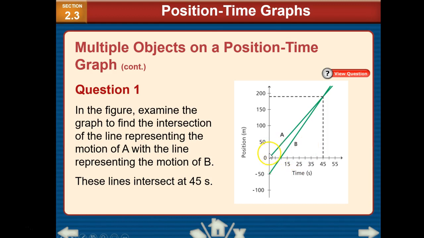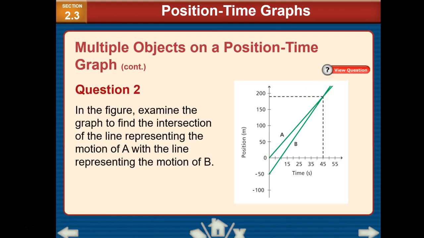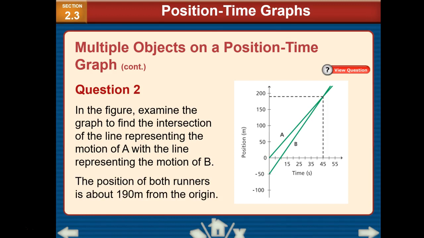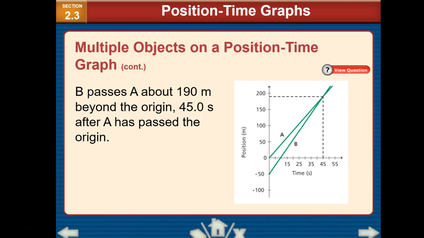Now, if we look at how far they've run, A started at 0 and got up to about 180. So runner A traveled about 180 meters. Runner B had to travel 50 meters more than that because they started 50 meters behind runner A. So they traveled like 230 meters in that 45 seconds. Okay, they're both 190 meters from the origin, but B had to travel that extra 50. So B passes A about 190 meters beyond the origin, 45 seconds after A passed the origin. Okay, right here.